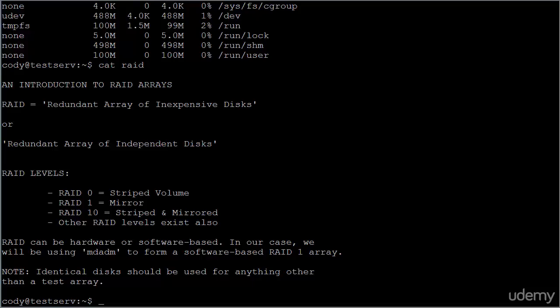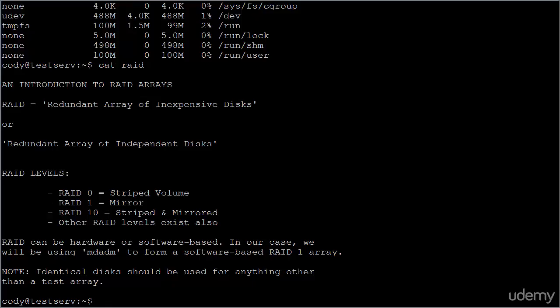Now that you've learned how to manage the file system in Ubuntu Linux Server, let's move on to talking about RAID. In this first video, we will briefly introduce you to the concept of RAID, what it is, how it operates, and why in a real-world setting you would want to employ it.